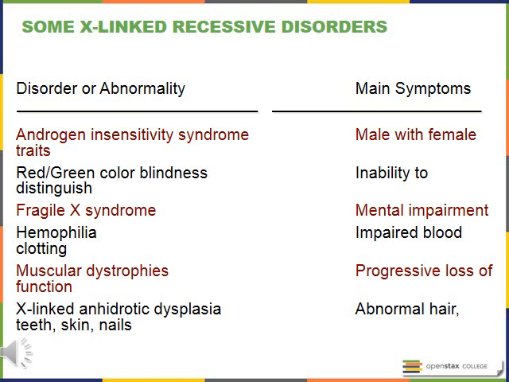X-linked anhidrotic dysplasia, which is abnormal hair, teeth, skin, and nails. So I believe anhidrotic, I guess, would be the abnormal hair, but then it has all this. It's probably related to the connective tissue that holds your nails and hair and skin and teeth and stuff in place. That calcium, I'm guessing, there's probably a deficiency there of some sort.